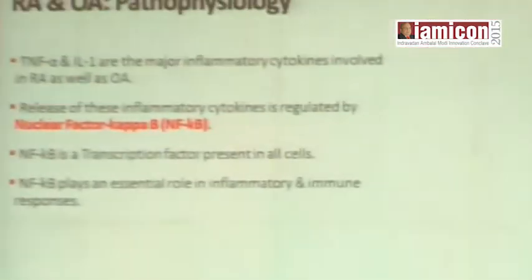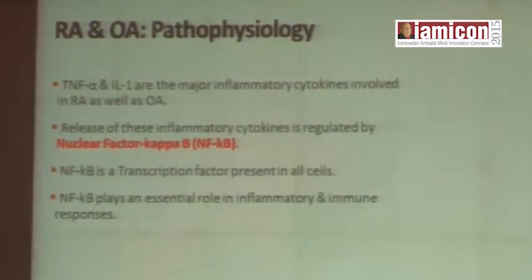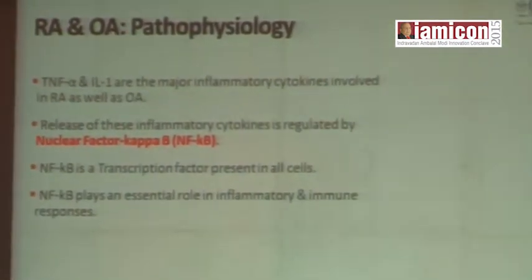This one is from Nature Reviews in Rheumatology. So what does the pathophysiology of both say? That the major inflammatory markers are tumor necrosis factor alpha and interleukins. You have the release of NFKB, the nuclear factor kappa B, a transcription factor present in all cells. So NFKB has an essential role in inflammatory and immune responses.